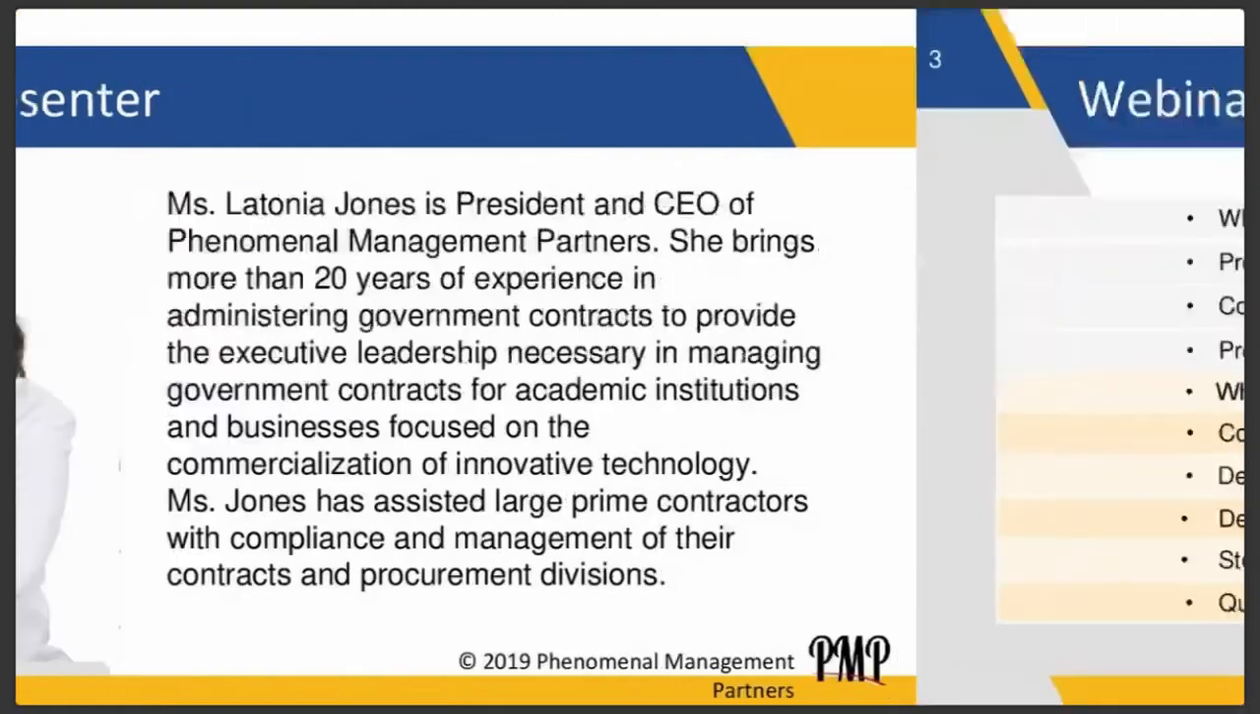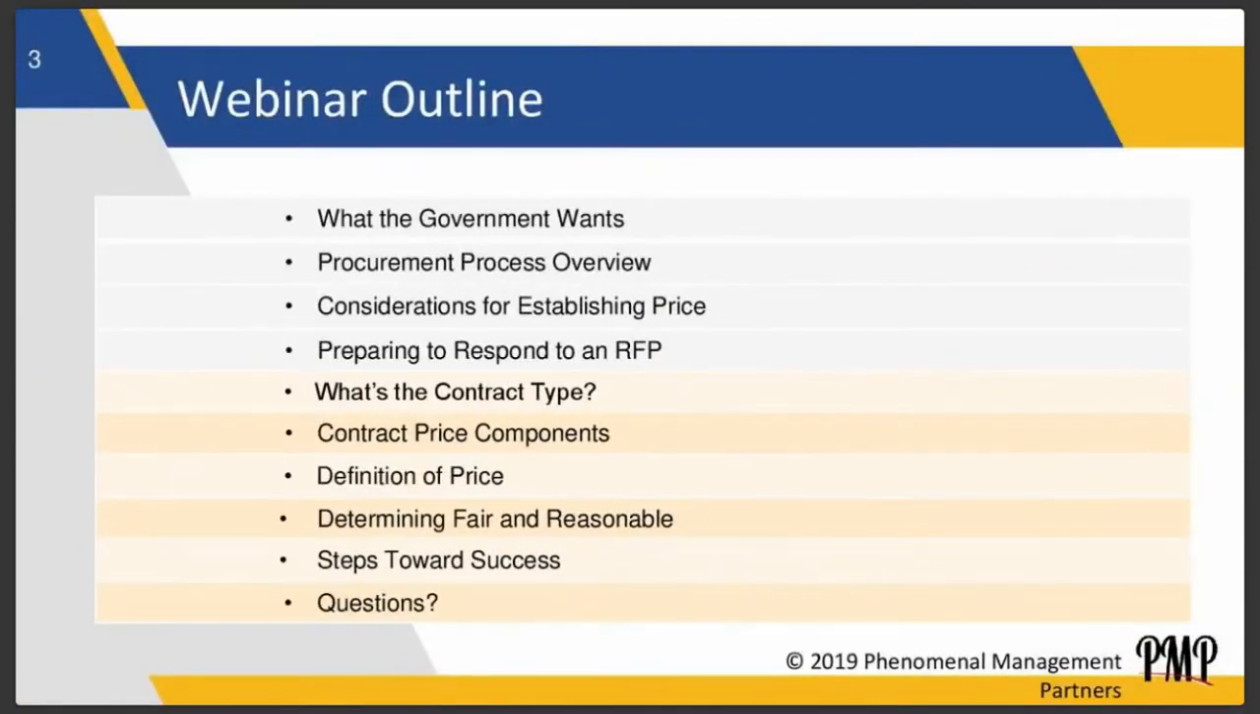All right, so welcome again. As Ms. Hodge stated, here's the webinar outline. We're going to talk about what the government wants, the procurement process overview, considerations for establishing price, preparing to respond to an RFP, what's the contract type, contract price components, the definition of price, determining fair and reasonable, step towards success, and then at the end there'll be any questions which will be submitted to Ms. Hodge.